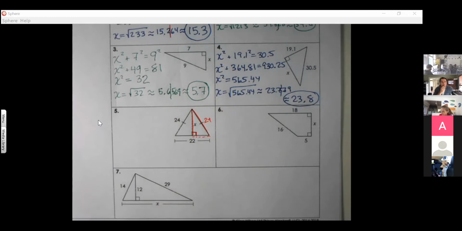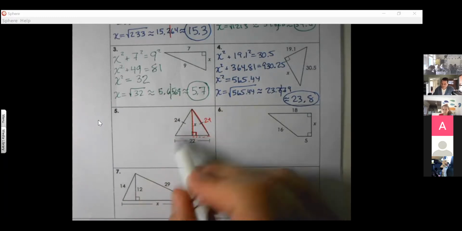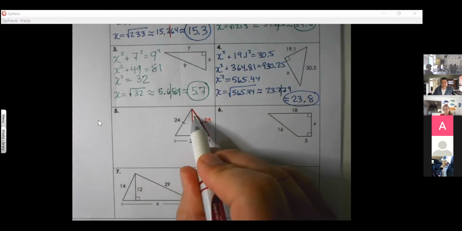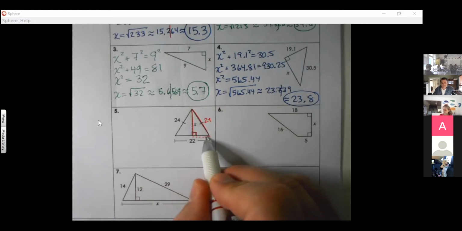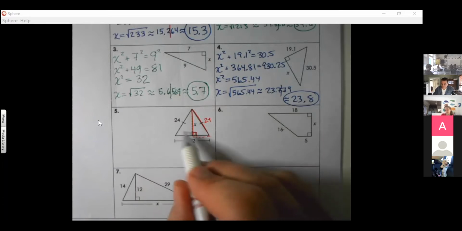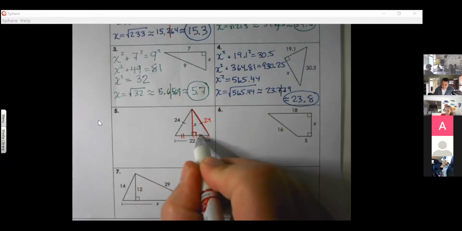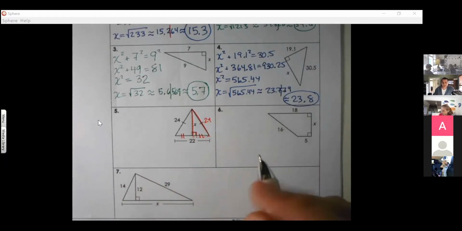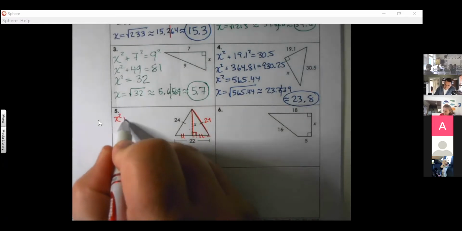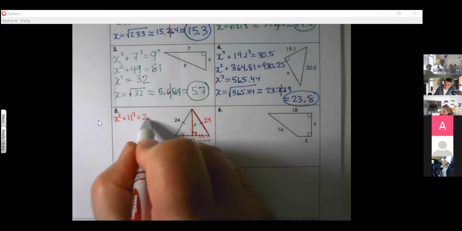This asks us to pull back some old information. In an isosceles triangle, when you split it down the middle, if it's a right angle, it splits the angles, it splits the sides, it's an altitude, right? It has all those things that make these two triangles congruent. So if this side is 22, that means this is 11 and this is 11. So now I've got the makings for a Pythagorean theorem. I can say x squared plus 11 squared equals 24 squared.